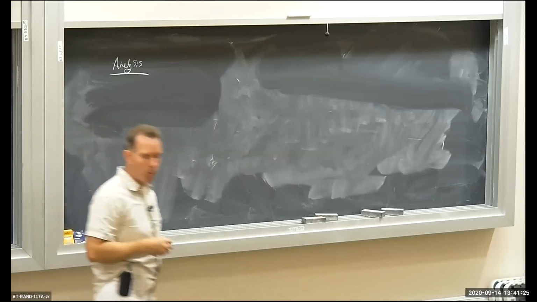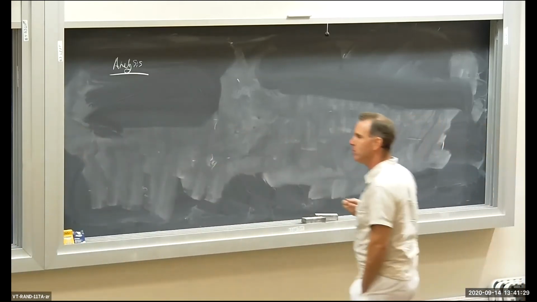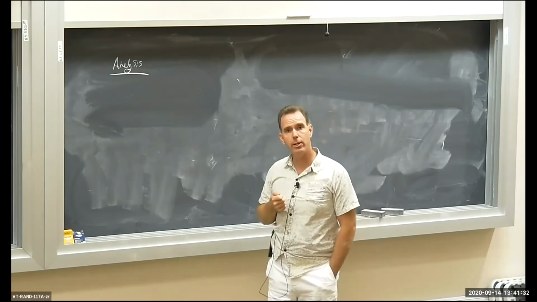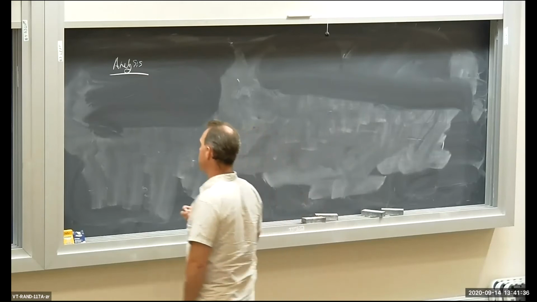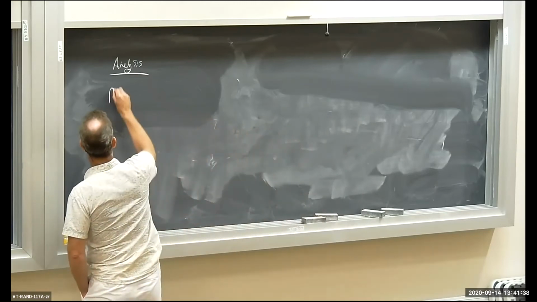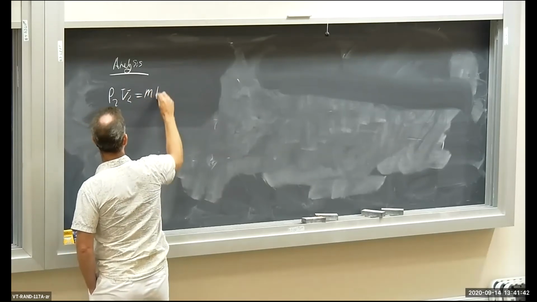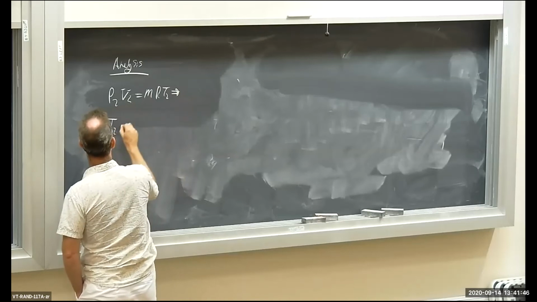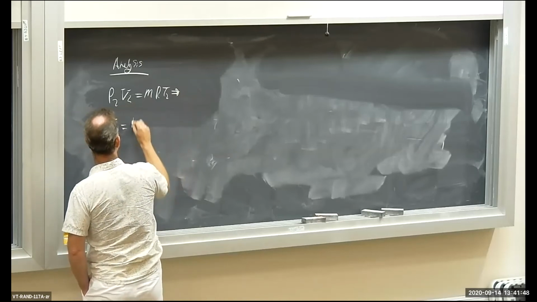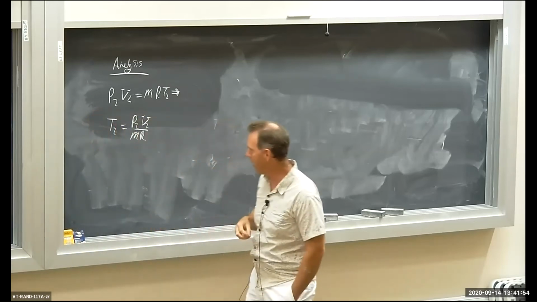So I want to find the final temperature. Well, there are a couple of different ideas. One is you could simply use the ideal gas law. Somebody might say, okay, let's use the ideal gas law to find T2. So P2 V2 is equal to M R T2. So I could solve for T2. We have pressure 2, volume 2 over MR, where R is the gas constant for air.